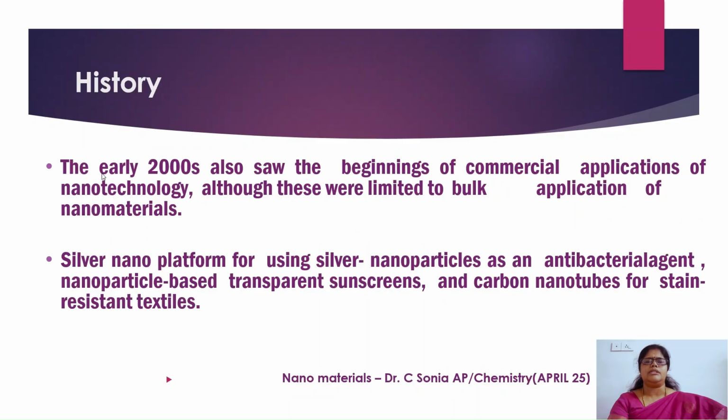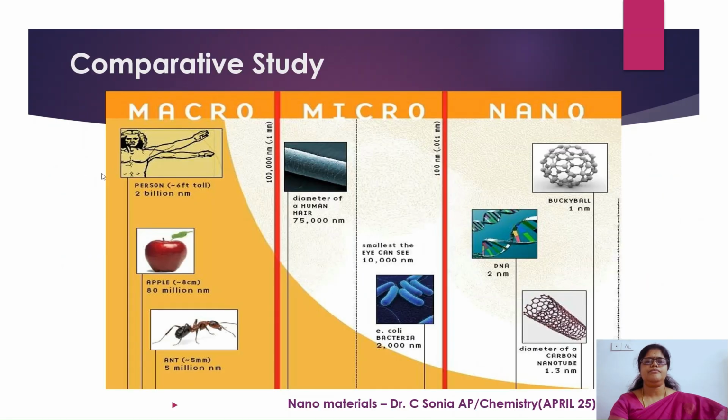The early 2000s also saw the beginning of the commercial applications of nanotechnology, although these were limited to the bulk applications of nanomaterials. For instance, silver nanoparticles were used as an antibacterial agent. Nanoparticle based transparent sunscreens were also used, and carbon nanotubes were used for stain resistant textiles.